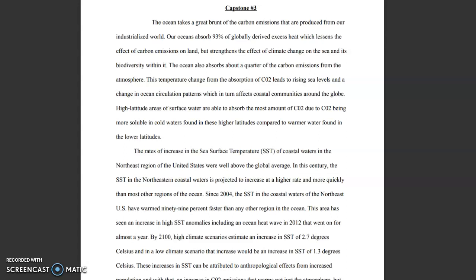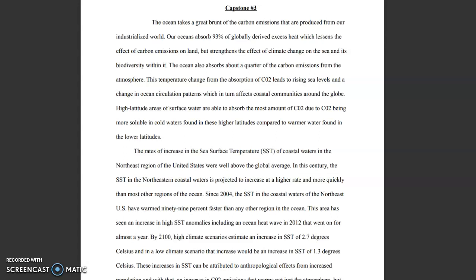High latitude areas of surface water are able to absorb the most amount of CO2 due to CO2 being more soluble in cold waters found in these higher latitudes compared to warmer water found in the lower latitudes.